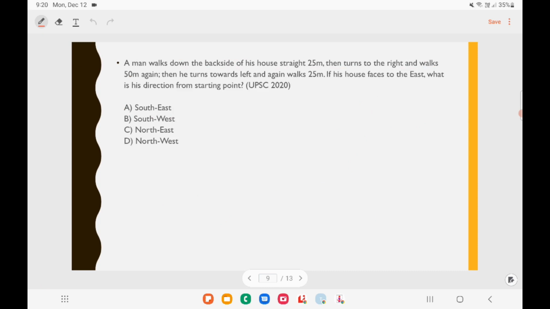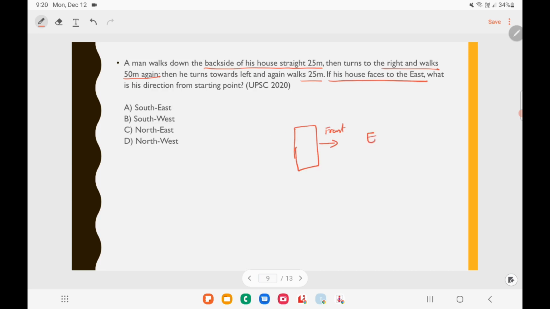So now let us look into a different example. A man walks down the back side of his house straight 25 meters. Then he turns to the right and walks 50 meters. Then he turns left and again walks 25 meters. If his house faces to the east, what is his direction from the starting point? It says that his house faces to the east. So if I draw his house like this, this is the front side of the house, right? Because this is east and this is the back side of the house.